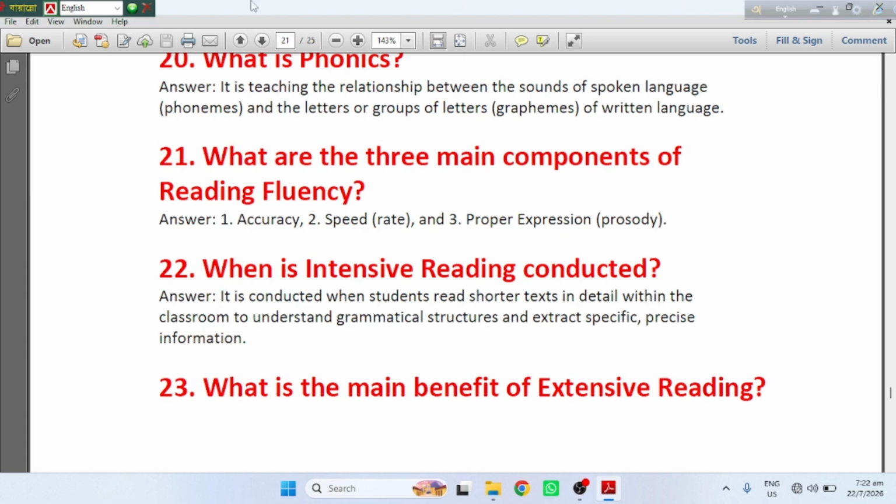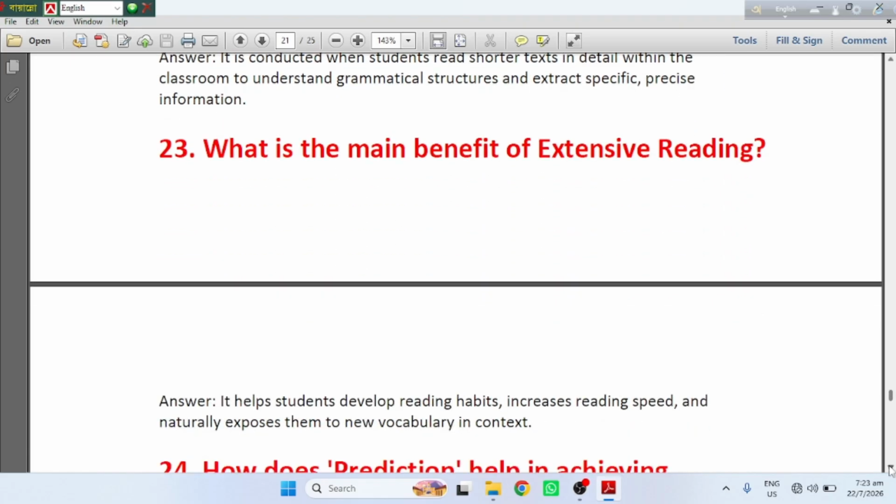22. When is intensive reading conducted? It is conducted when students read shorter text in detail within the classroom to understand grammatical structures and extract specific, precise information. What is the main benefit of extensive reading? It helps students develop reading habits, increases reading speed, and naturally exposes them to new vocabulary in context.